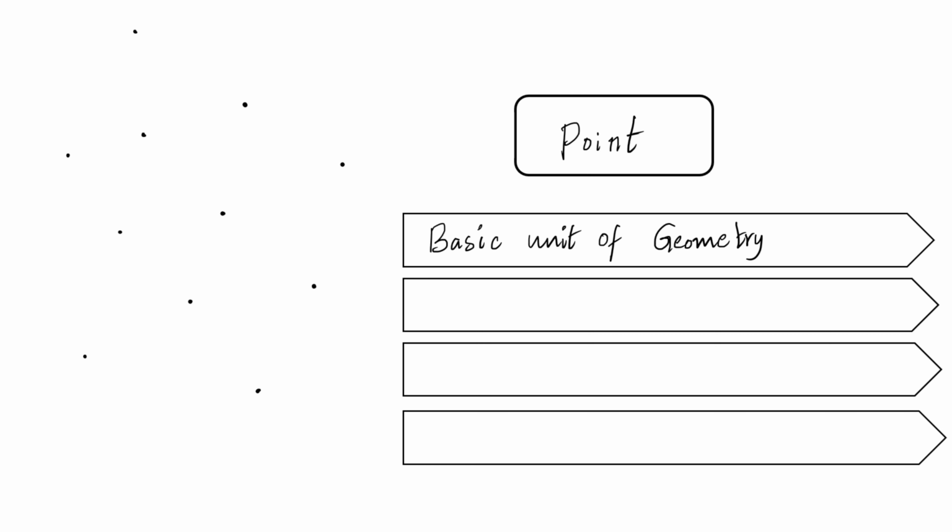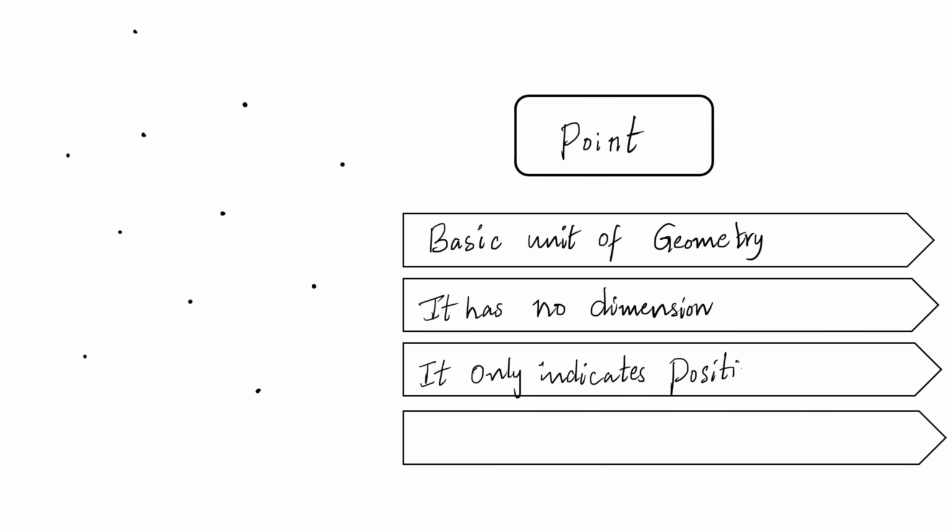Do points have any dimension? No, it has no dimension. It only indicates position. How do you represent it? See, this is the representation of a point.